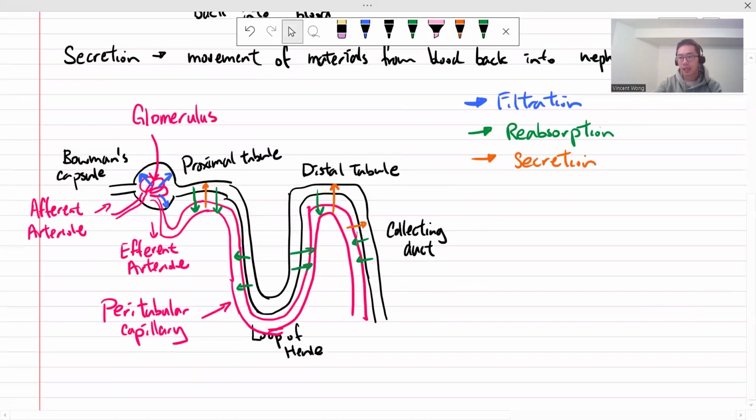All right. I'm just going to take a pause here and see if anybody wants to ask anything. So that's the overview of what's happening with the urine formation process.